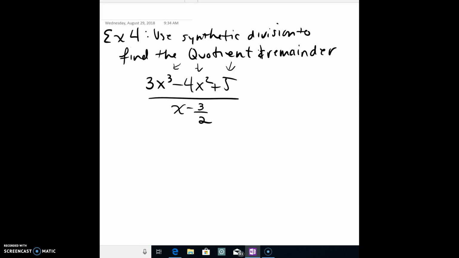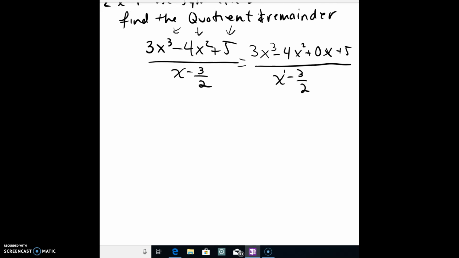In long division, it doesn't matter. In synthetic division, we have to have it there, which means I'm going to rewrite this using 3x cubed minus 4x squared plus 0x, because I don't have that first degree term, so I'm going to write a 0 there to represent that, plus 5. And then when we look in our denominator, we have a first degree polynomial, right, because x is the same thing as x to the first, which means it's a good candidate for synthetic division.